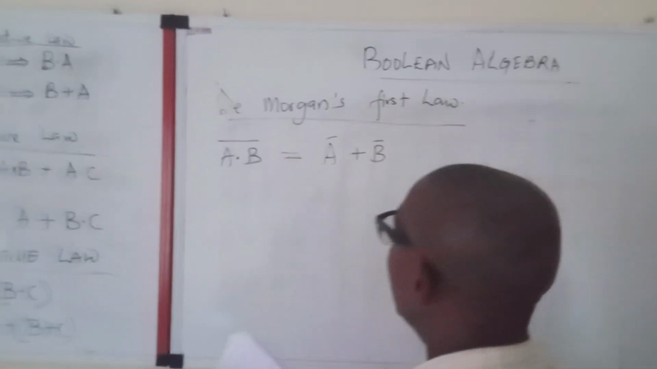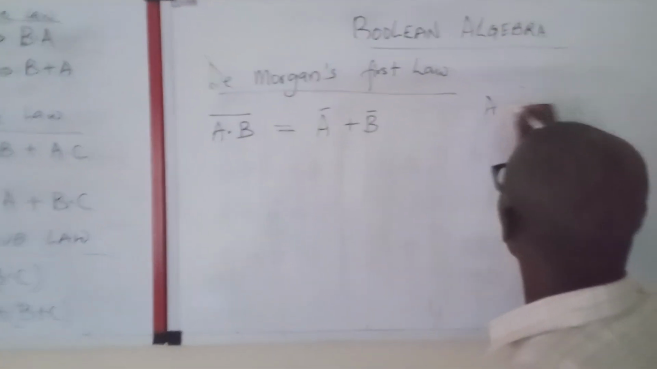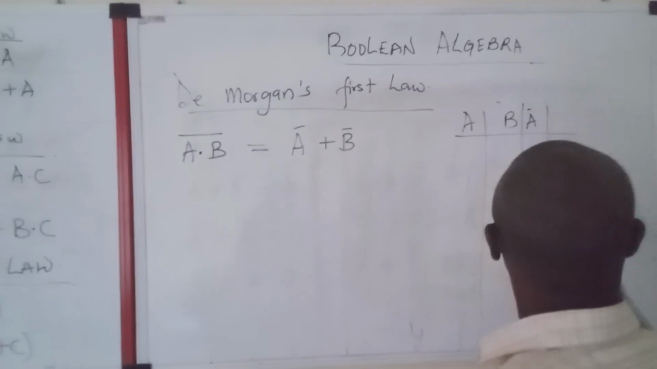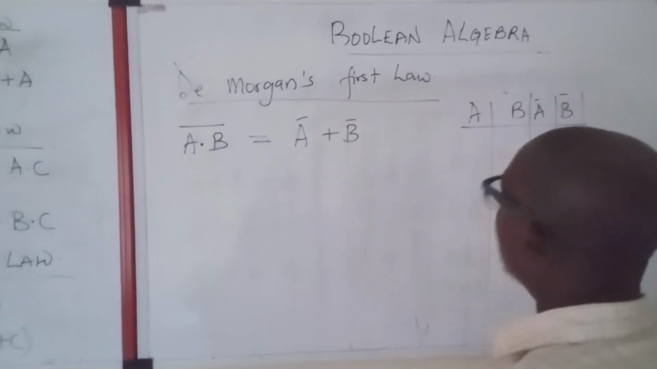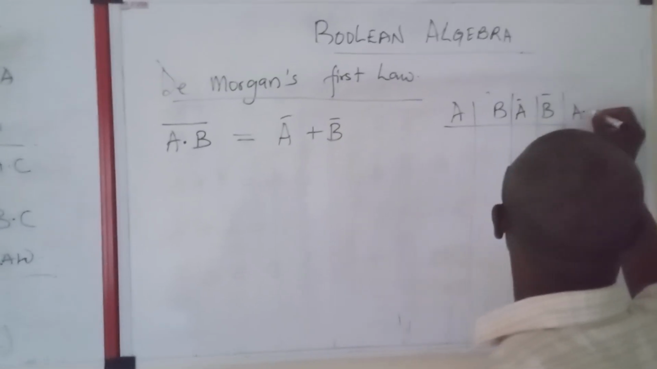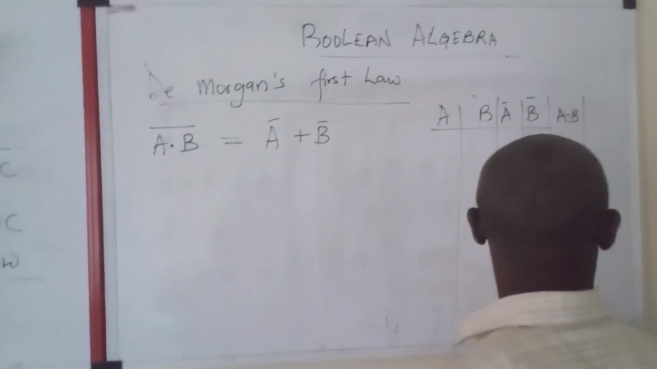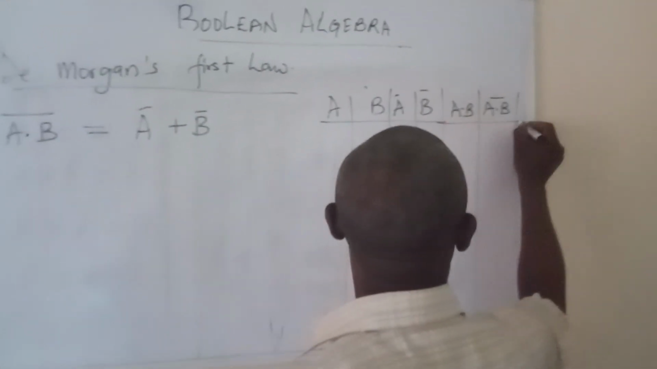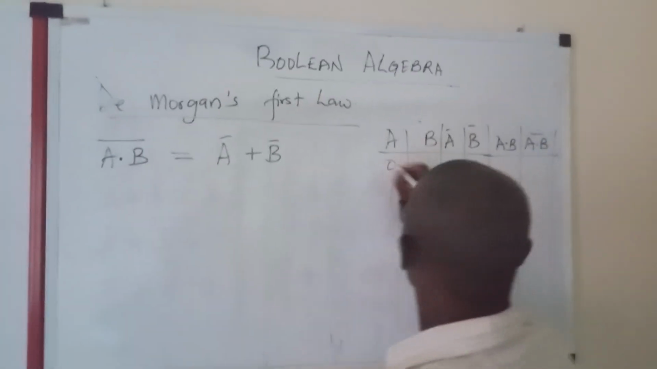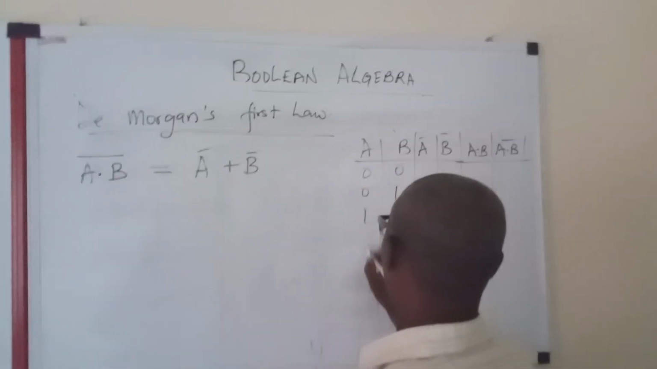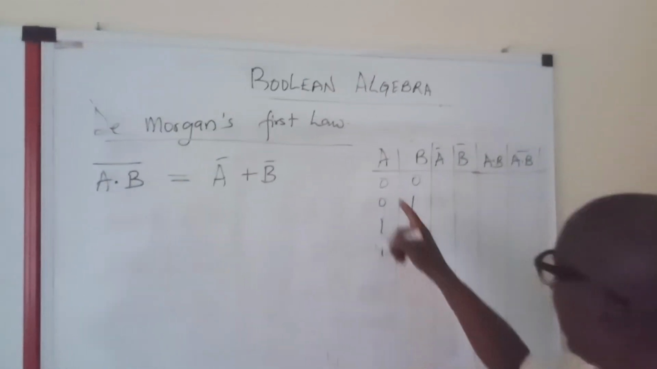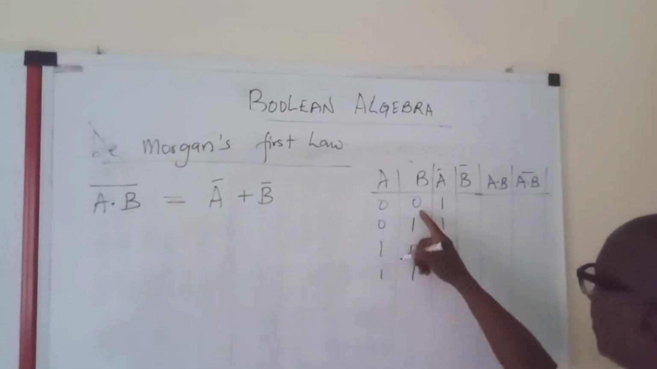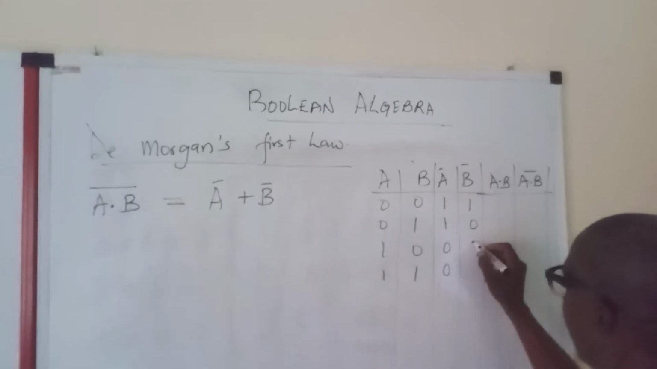So, if we want to use our truth table, we now have A, B, A bar, B bar, A dot B, (A dot B) bar. Now, if you look at A: 0, 0, 1, 1. B: 0, 1, 0, 1. Now, A bar will be 1, 1, 0, 0. B bar will be 1, 0, 1, 0.